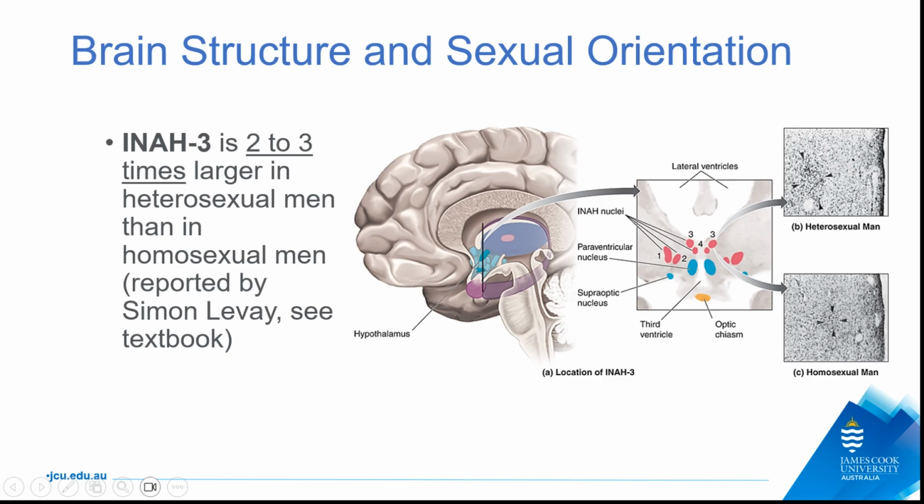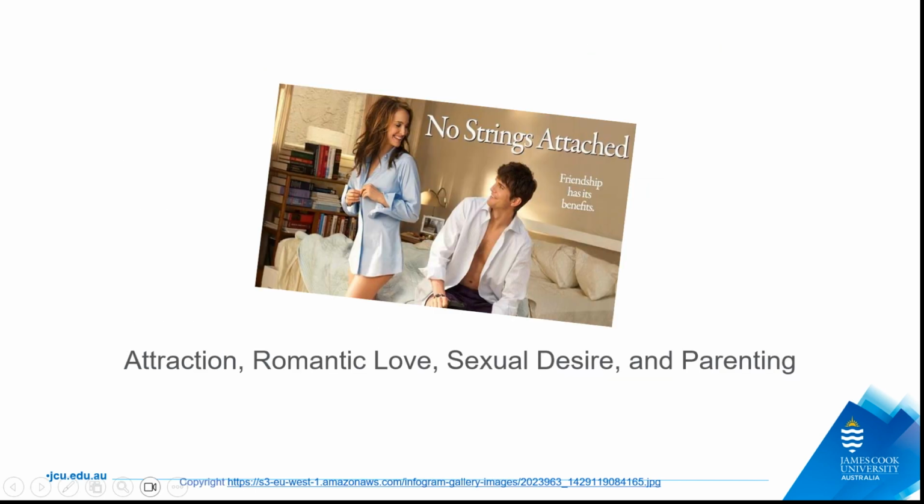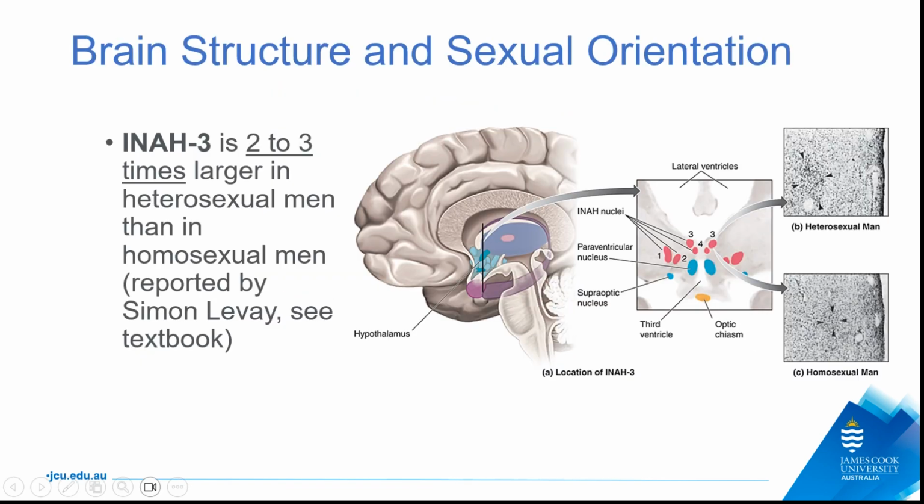homosexuality tendencies, preferences, right, to this brain structure. But then again, this is also a correlational finding. It doesn't really mean that if you have this portion, INAH3, smaller, you will become a homosexual. I don't think it's that easily explained.